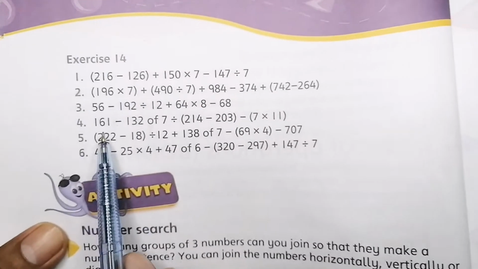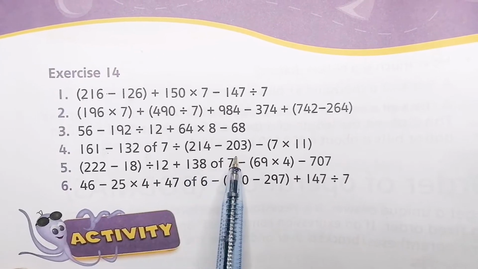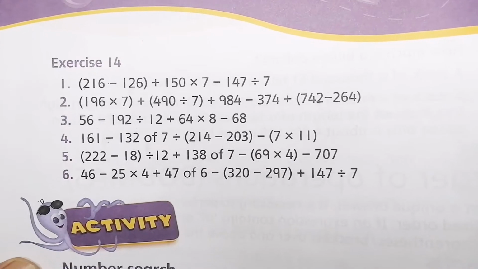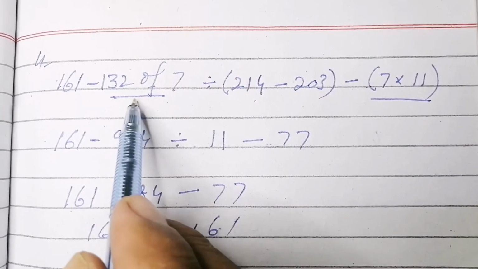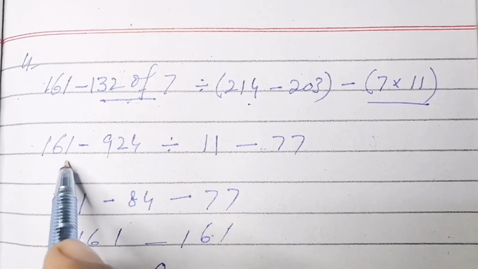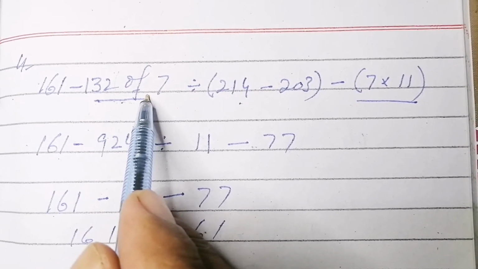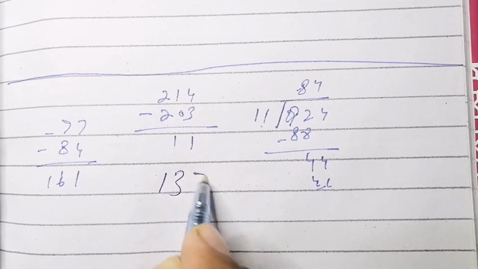Question number 4. 161 minus 132 of 7 divided by, a bracket is given and then again a bracket is given. So we'll solve the brackets first in question number 4. These brackets we will solve first, and in the same step we will solve the 'of' also, right? You multiply 132 with 7. 132 multiplied by 7.